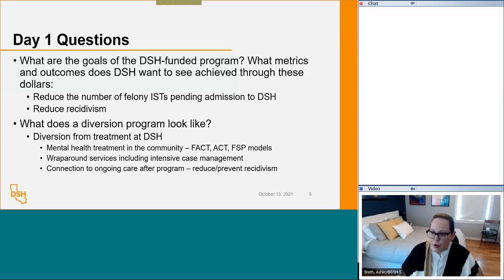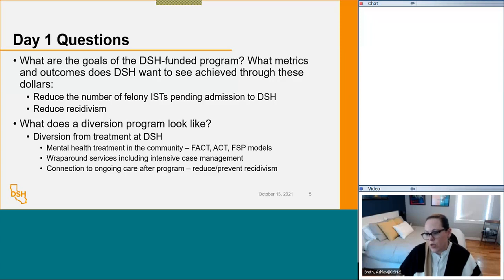And what these programs look like are a combination of mental health treatment services and then full wraparound services for this population. So we see a lot of programs that are modeled after or use an assertive community treatment model or a forensic assertive community treatment model. We also see a lot of counties using their full service partnerships as part of this. So that's to give you an idea of the level of services we're talking about for this type of program.